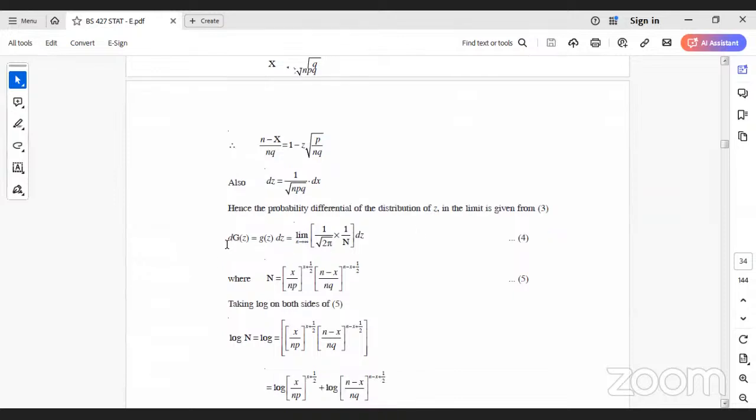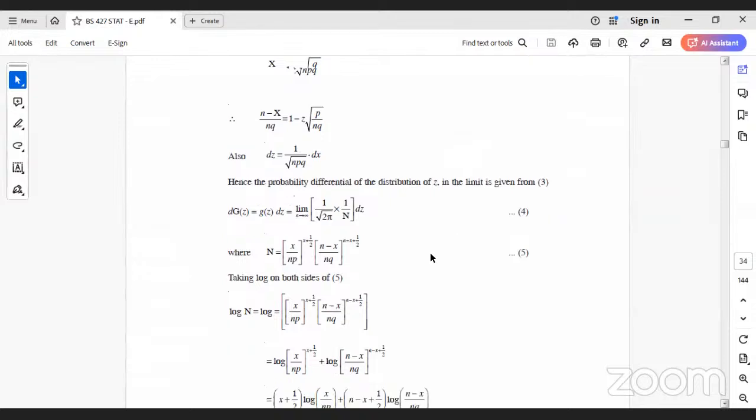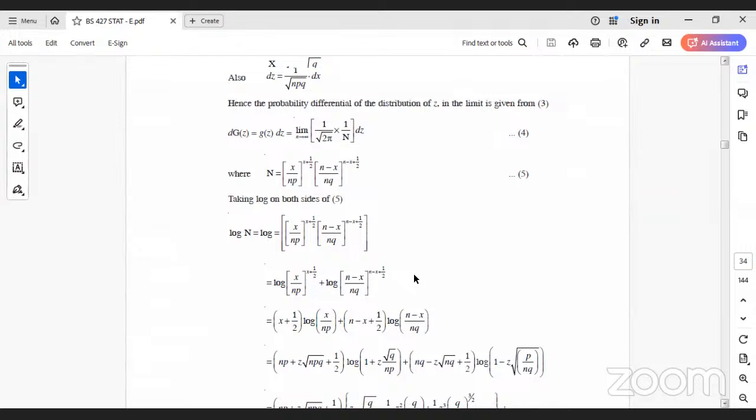dG(z), so dG is g of z into dz. The limit as n tends to infinity is 1 by root 2 pi, into 1 by root 2 pi, into 1 by N dz, where N is equal to (x by np) power x plus 1 by 2, times ((n minus x) by nq) power n minus x plus 1 by 2, which we are taking here. So taking the log on both sides, log N is equal to x plus 1 by 2 log of x by np, plus n minus x plus 1 by 2 log of (n minus x) by nq.